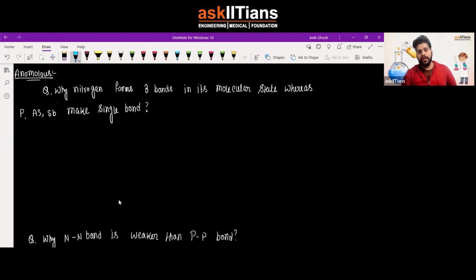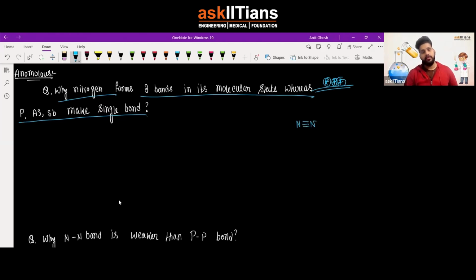First, why nitrogen forms 3 bonds in its molecular state, whereas phosphorus, arsenic, and antimony makes a single bond? Very, very important question. This question comes very often. Why do nitrogen form 3 bonds in the molecular state? What do I mean by that? What I mean is nitrogen makes a triple bond N≡N.